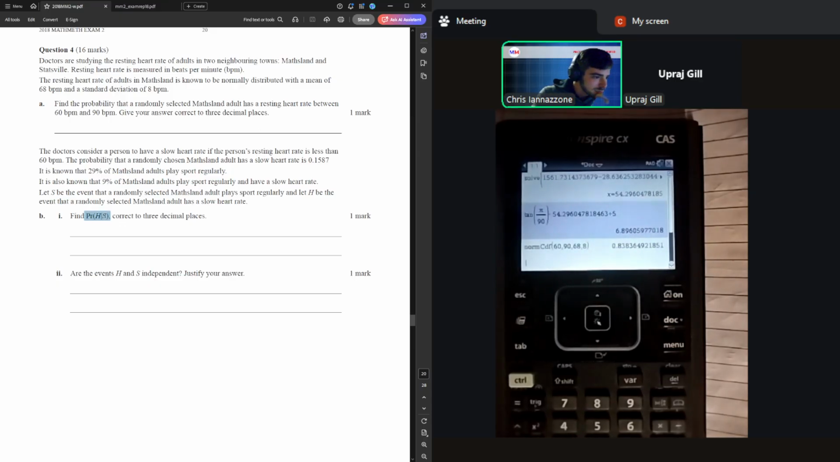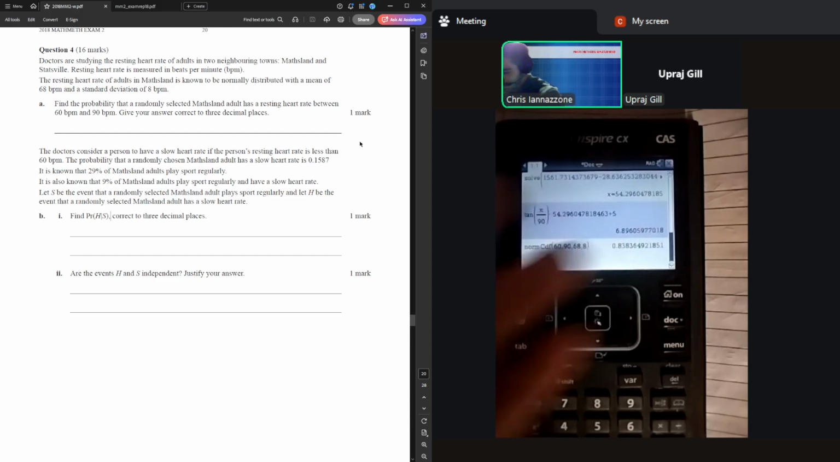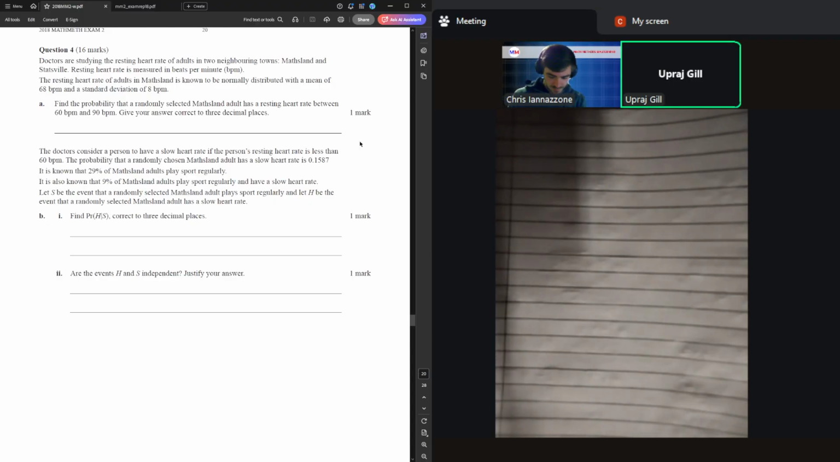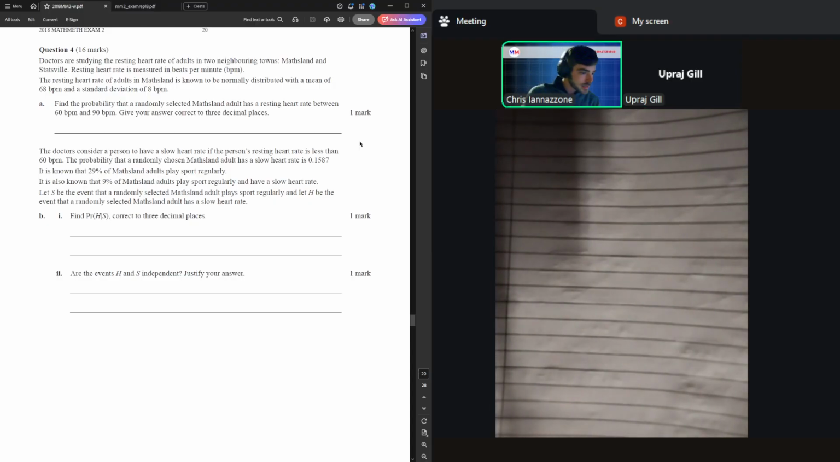Oh yeah, speaking of conditional probability, part B has it. Find the probability of H given S. The probability of the intersection over the probability of S. We can already fill what we know, which is that 0.29 will be the bottom.